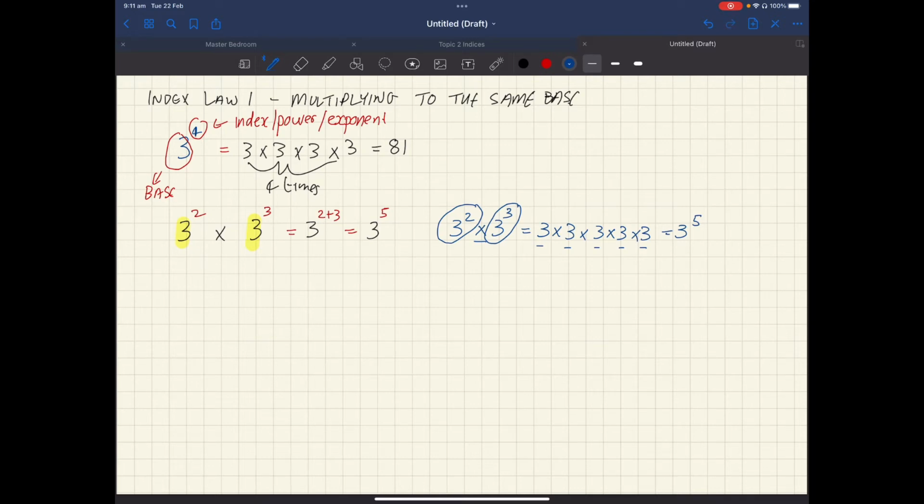Another example, if I did 5 to the power of 7 times 5 to the power of 3, they have the same base. The base is 5 with both of them, so our answer will have a base of 5. We're multiplying them together, so we add their indices, 7 plus 3, which is 5 to the power of 10.